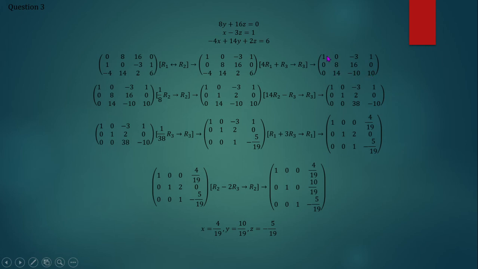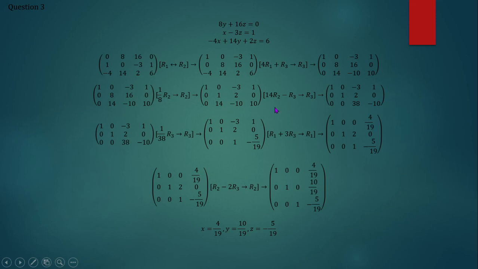Column 1 is done, and then we move to the second column. We choose 8. 8 is non-zero, so it's fine. But before that, I want to divide the entire row 2 by 8 so it becomes 1 here. We have 0, 1, 2, and 0. And this one is 0, so we don't have to modify R1.